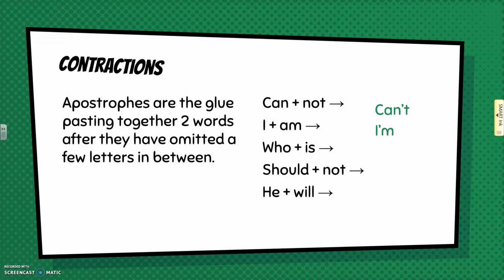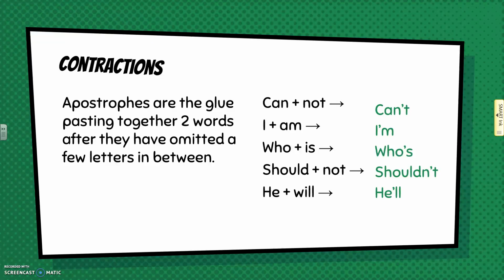I'm. Who and is turns into who's. Should and not turns into shouldn't. And he and will turn into he'll. That's a really fun word to say. But if you look at it, you can see that there's missing letters in between all of them. And a lot of times it is the vowels. See, like I and am, we got rid of the A. But we are just connecting those two to shorten what we're saying.